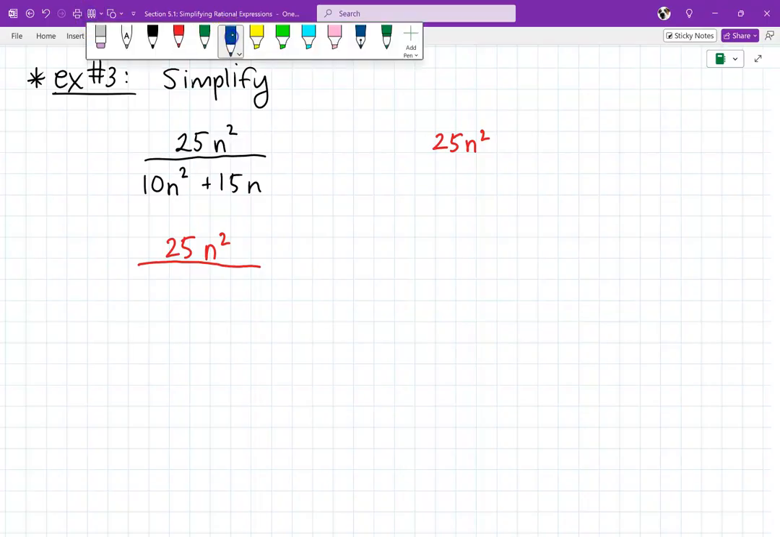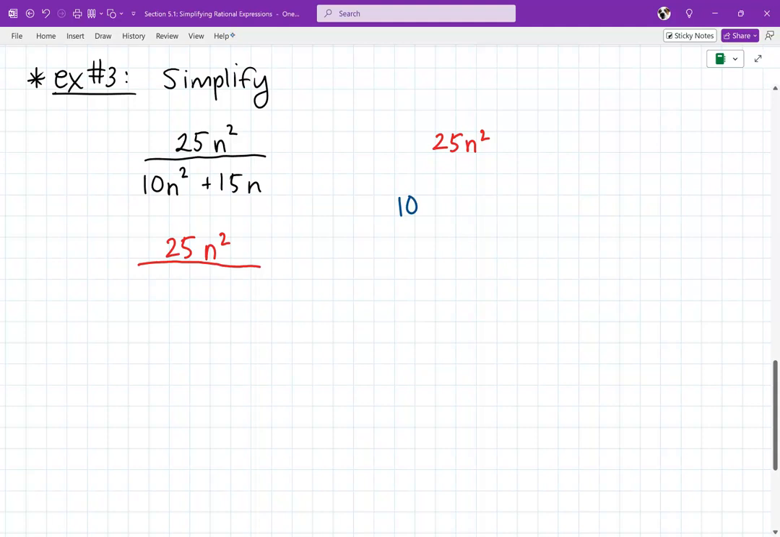Now, let's look at the bottom part. So I have 10n squared plus 15n. What can I factor out of that? An n. What else? A 5. Right? I can take out a 5n. So when I do that, that becomes 2n plus 3.